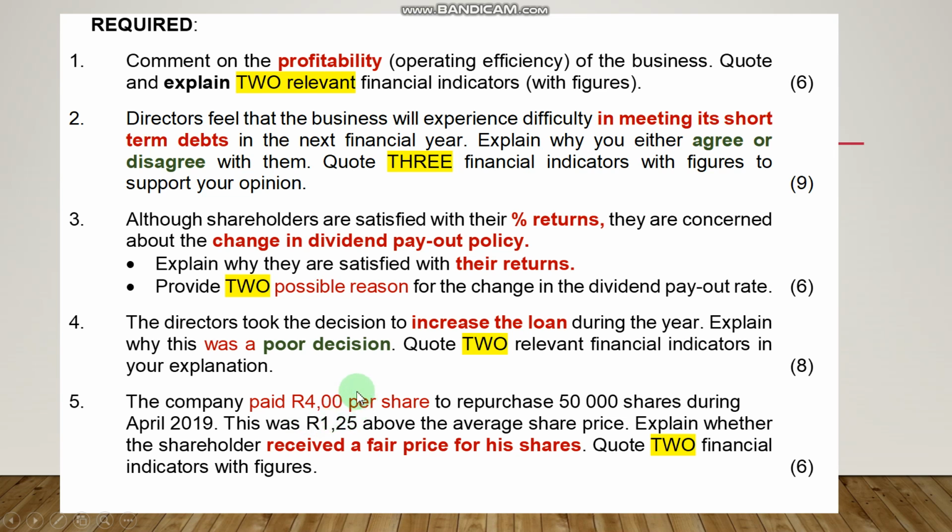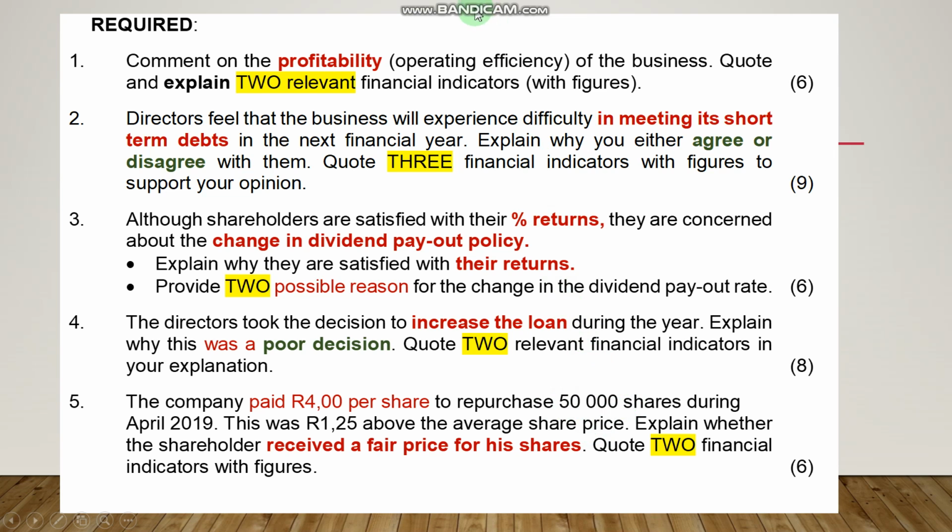So in this situation, we could have compromised the company by paying too much to the shareholder, by giving him far more than what he deserved for that. So when answering this question, explain whether the shareholder received a fair price. The shareholder himself might consider it a fair price. He got lucky, but then another learner might say, we have compromised the company. We have paid out too much money for the shares that we bought back.